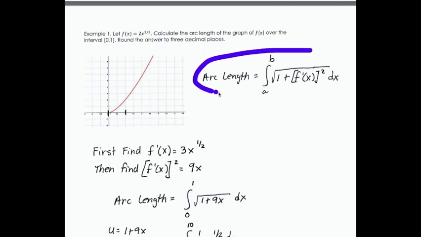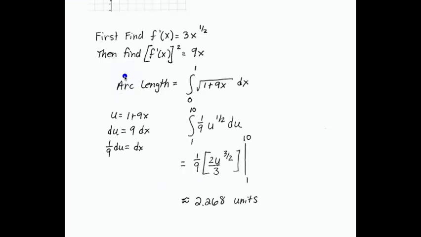So here's the formula we just came up with for arc length. The first thing we need to do is find the derivative and square it. So I'm going to take the derivative of 2x to the 3 halves. When I do that, I get 3x to the 1 half, and then I'm going to square it to get the derivative squared. That gives me 9x. Okay, now I'm going to plug this into our formula. My points A and B, in this case, are on the interval from 0 to 1. I'm going to take the square root of 1 plus the derivative squared, so that's 9x, and then, of course, add in dx.